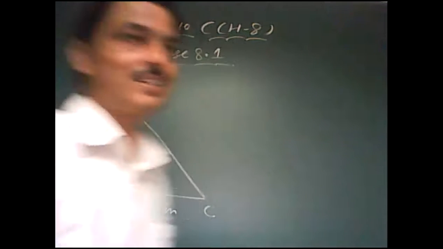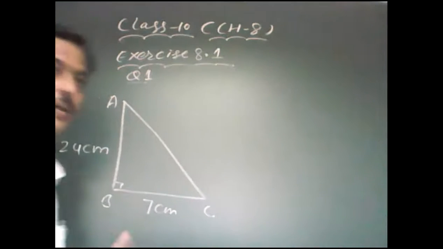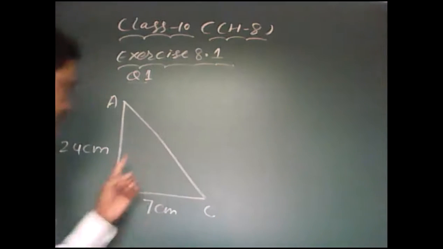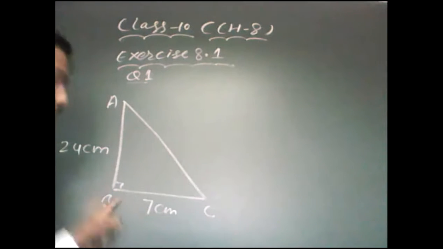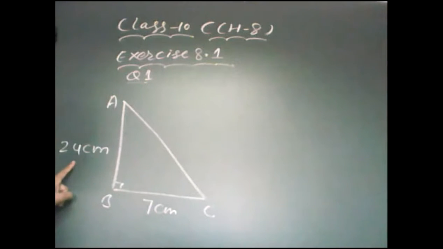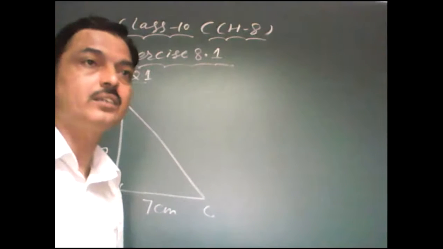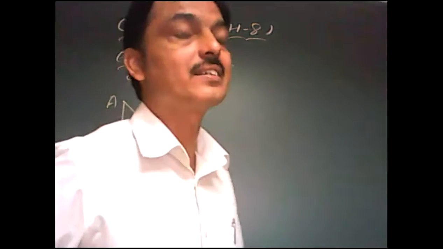Now today we will discuss exercise 8.1. Read question number 1. In triangle ABC, right angle at B, AB is given 24 centimeter and BC is given 7 centimeter. And we need to calculate sin A, cos A and sin C, cos C.